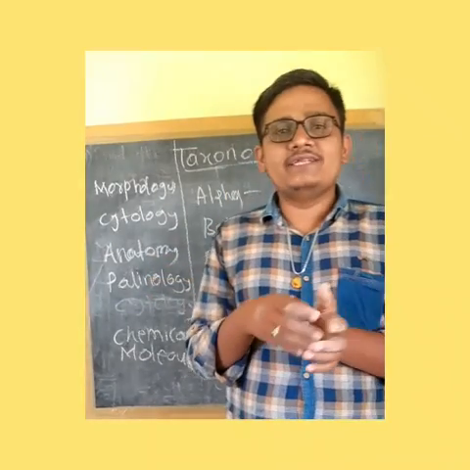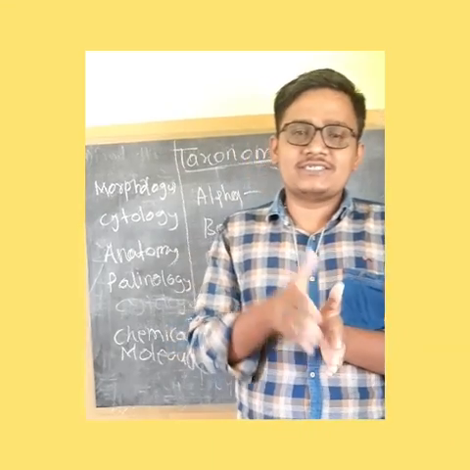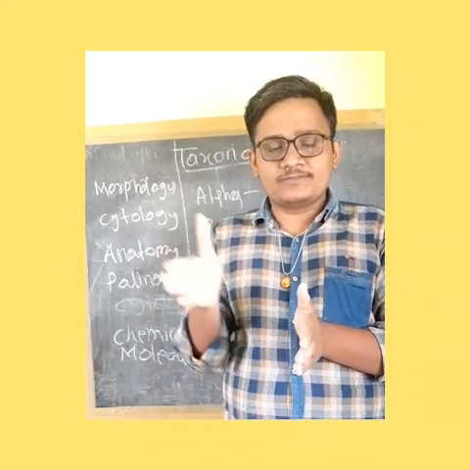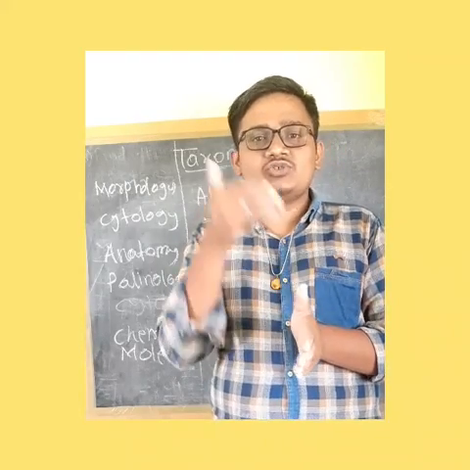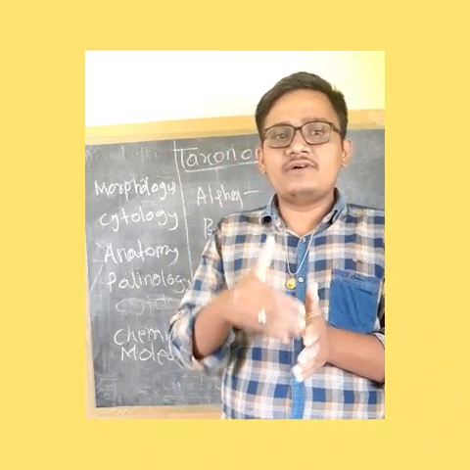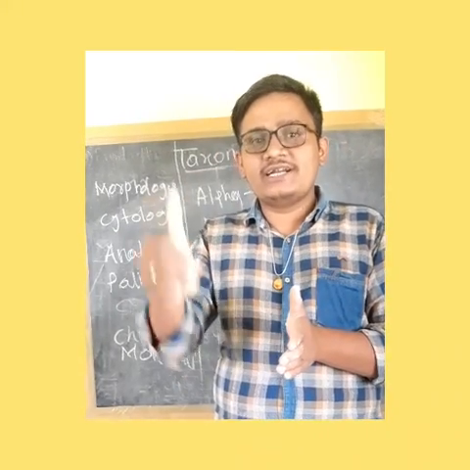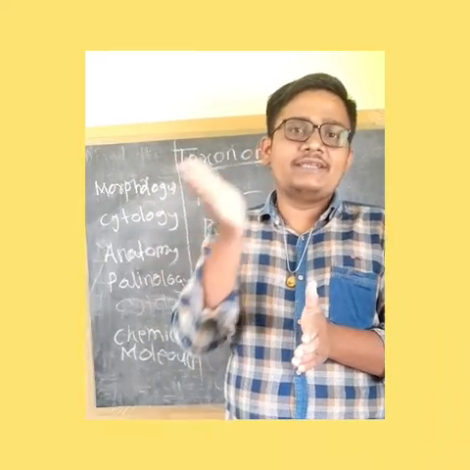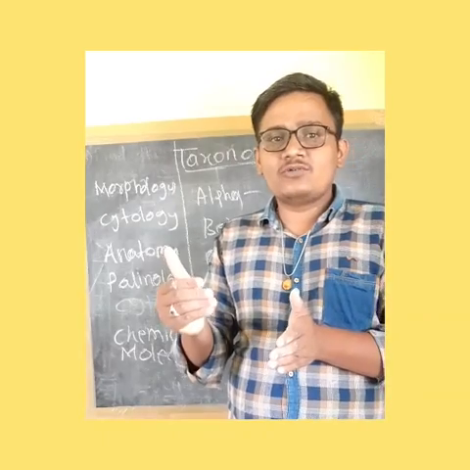Next, anatomy. It is nothing but the internal structure of a specific part, known as anatomy, such that vascular tissue and epidermal tissue can easily be identified. From this we easily get information on primary growth and secondary growth. If secondary growth is absent, the plant is included in monocots. If secondary growth is present, it is included in dicots.